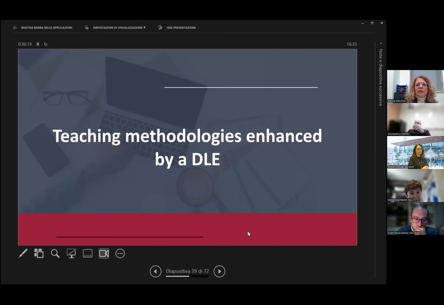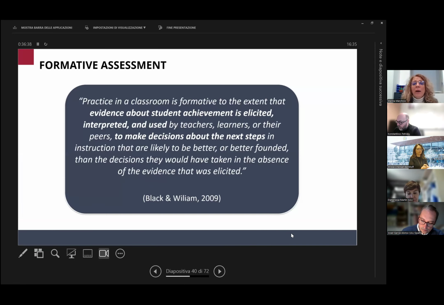Okay, we have a digital learning environment. Which teaching methodologies are enhanced by a digital learning environment? Let me say, at least I can tell 4 or 5 very, very quickly. The first one is formative assessment. I just brought here the definition according to Black and Wiliam, the bubble of formative assessment.